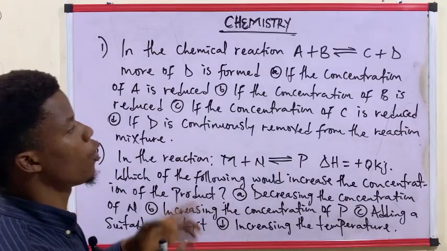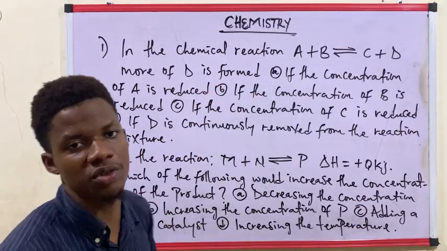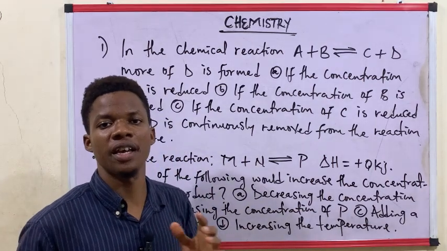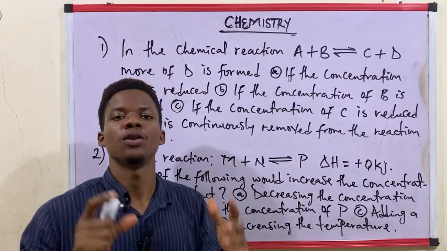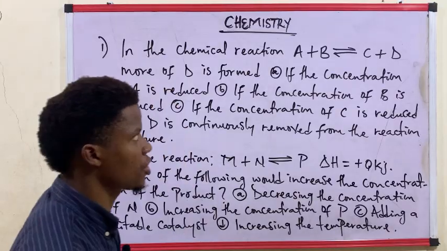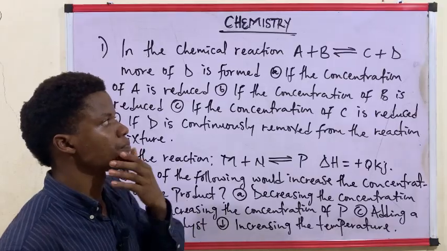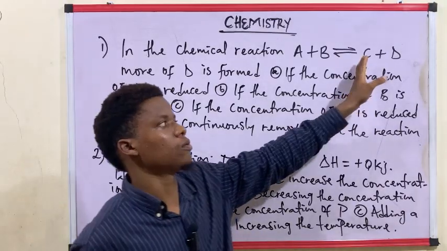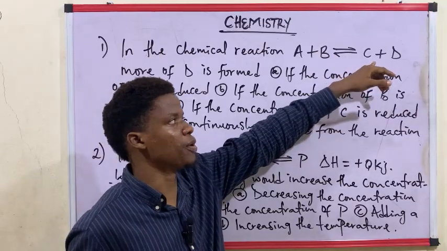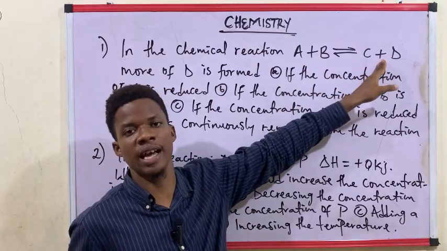More of D is formed if the concentration of A is reduced. Now, this one has to do with concentration. Please, if you have not watched my previous video on explanations involving Le Chatelier's principle, please go and watch that video. Very, very important. Now, when it comes to concentration, I told you in that video, if you want to favor the right, you can either remove from the right or add to the left. Addition favors the opposite side.